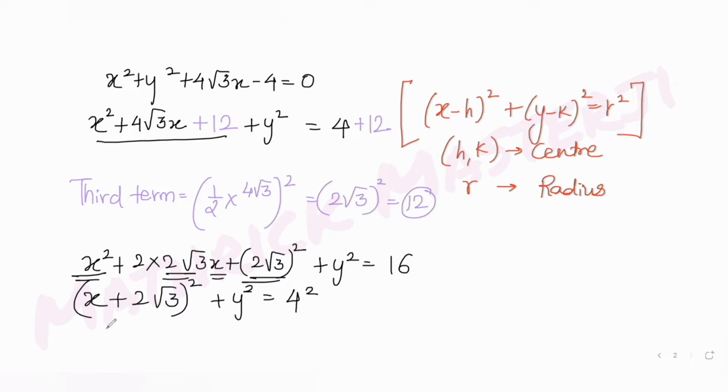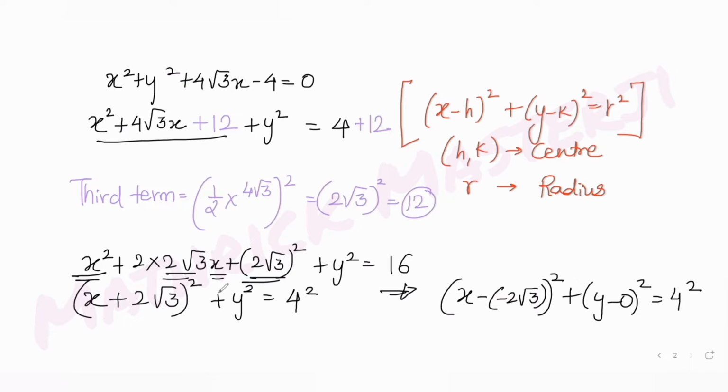So you get your equation of the circle simplified in the general form, x plus 2 root 3 the whole square, plus only y square is there. I can write that as y minus 0 the whole square, equals r square, which is 4 square.